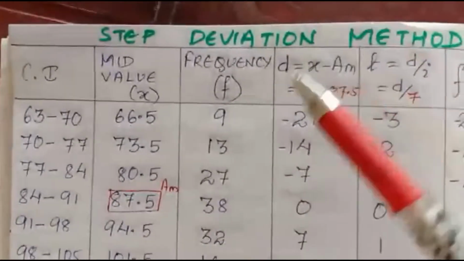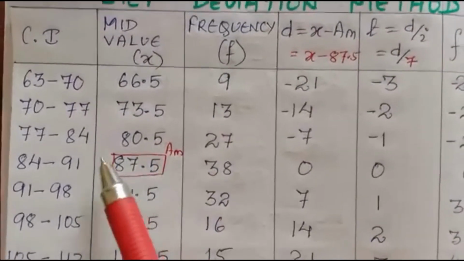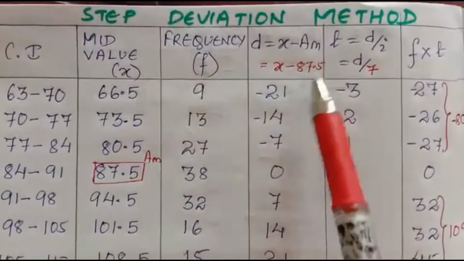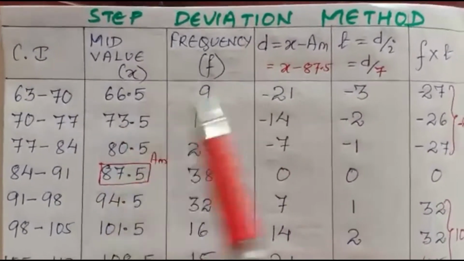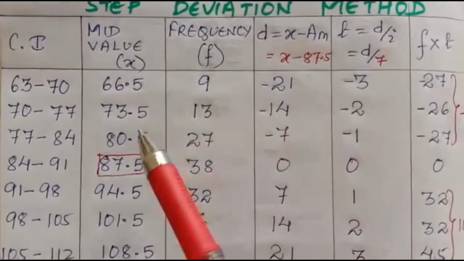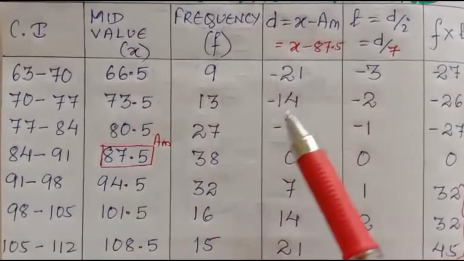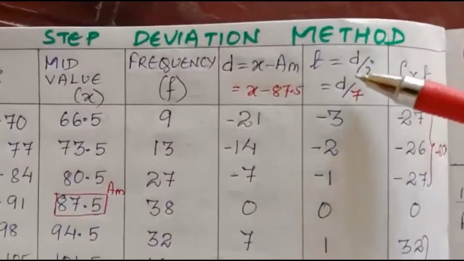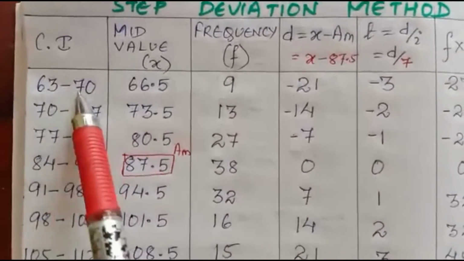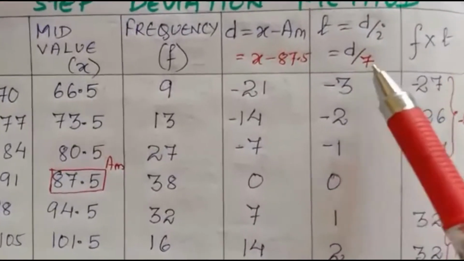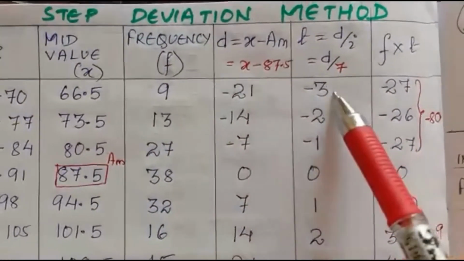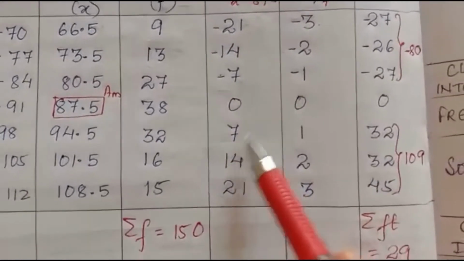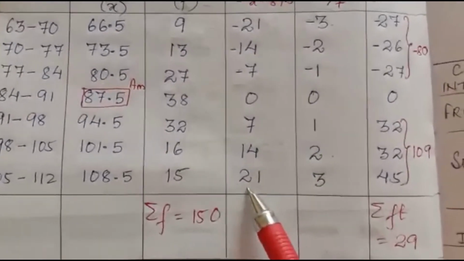Frequency is already given. Now we have to find D. This is the assumed mean, so x minus 87.5. 66.5 minus 87.5 is minus 21, 73.5 minus 87.5 is minus 14, then 80.5 minus 87.5 is minus 7, then 0, then you will get 7, 14, 21. Your class length is 7, difference of 7, 70 minus 63 is 7. So minus 21 divided by 7 is minus 3, then minus 2, minus 1, 0, 7 by 7 is 1, 14 by 7 is 2, 21 by 7 is 3.